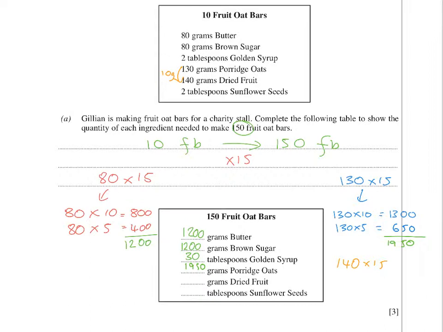So surely I just need to do 10 times 15 and just add on 150 to this, but I'm going to carry on doing the same method that I did before. So 140 times 10, which is 1,400, and then 140 times 5, which would be half of that, which is 700, add together, and I get 2,100. Okay, so 2,100 grams of that. And finally, 2 tablespoons, we've already done that, it'd be 30 tablespoons.